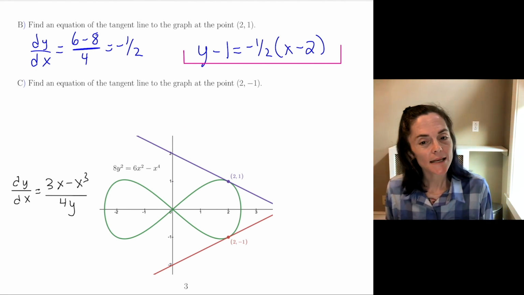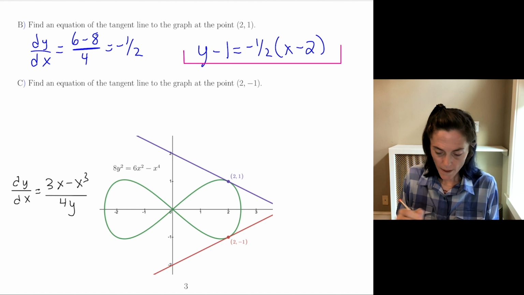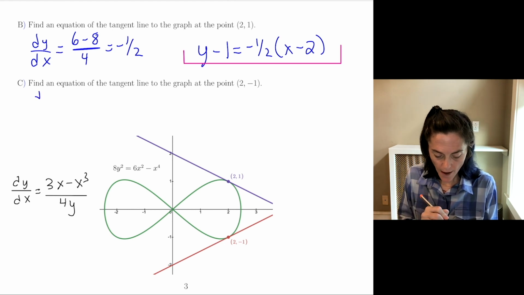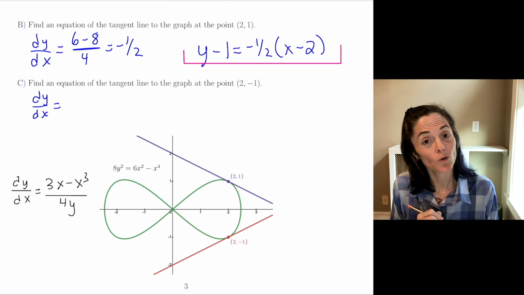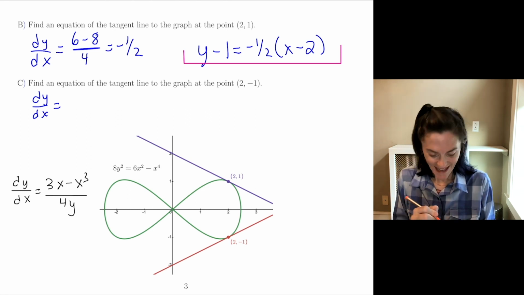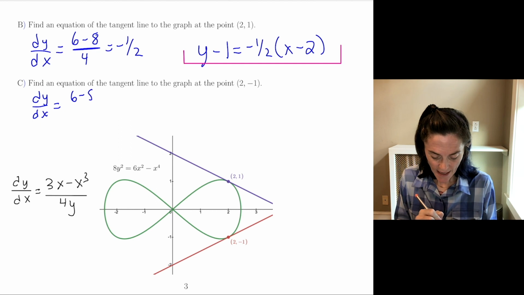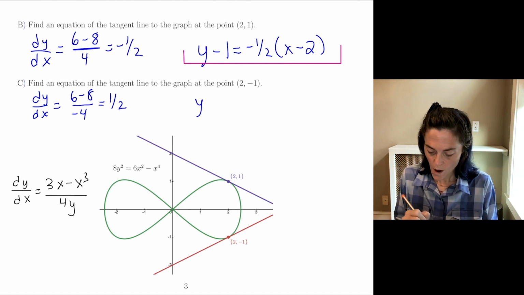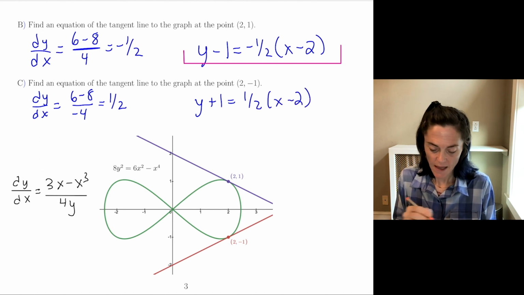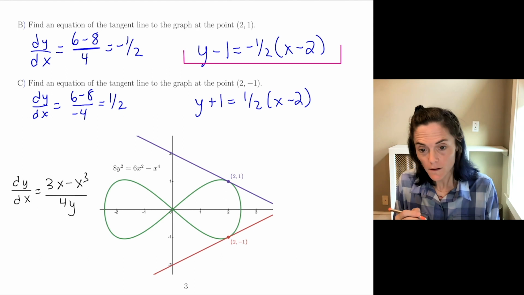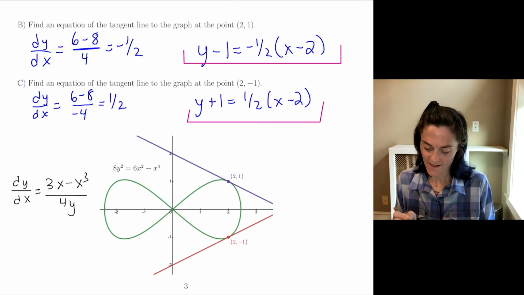All right, next one. Well, once again, we just used the slope that we've calculated, dy/dx. Here, x is 2, y is minus 1. And so I have 6 minus 8 over negative 4. This is positive 1/2. And I get y plus 1 is 1/2 (x minus 2). This is the line in orange that we see.